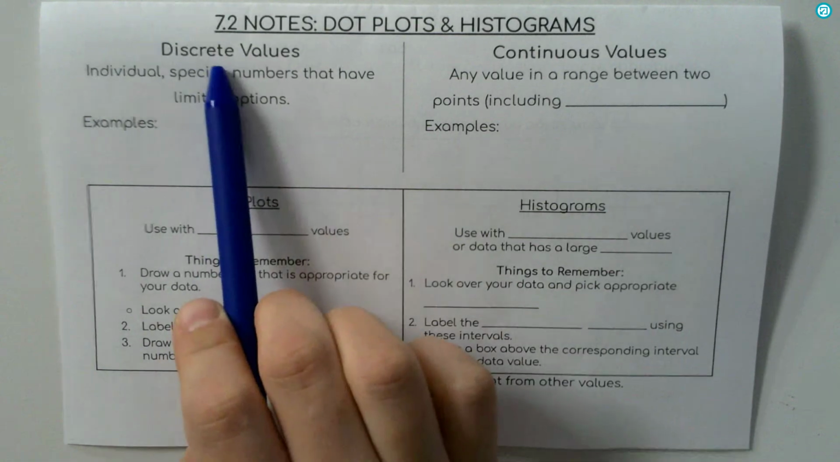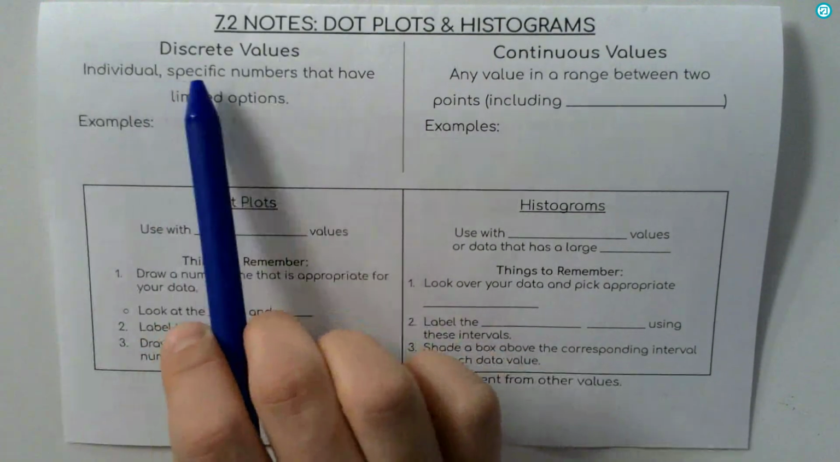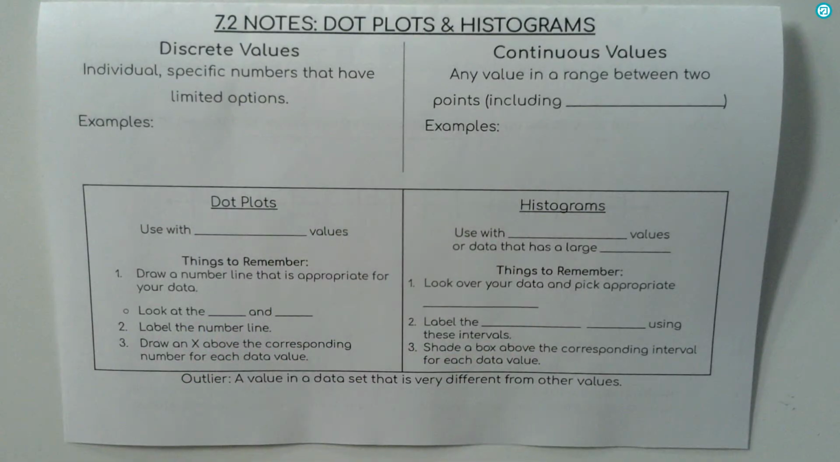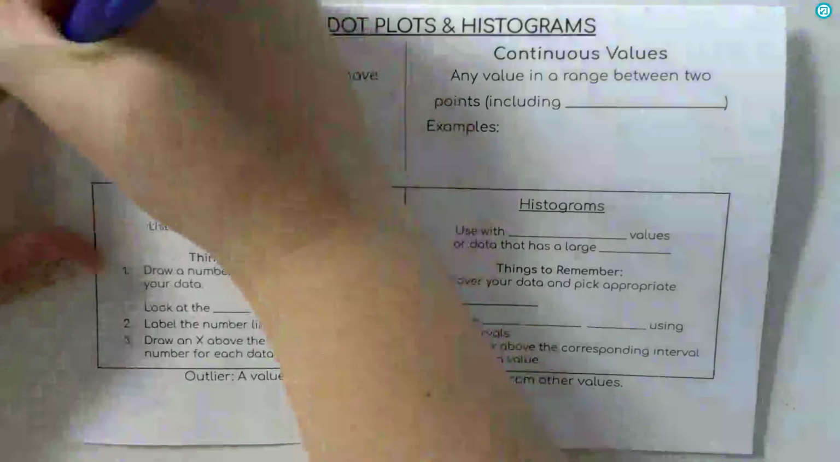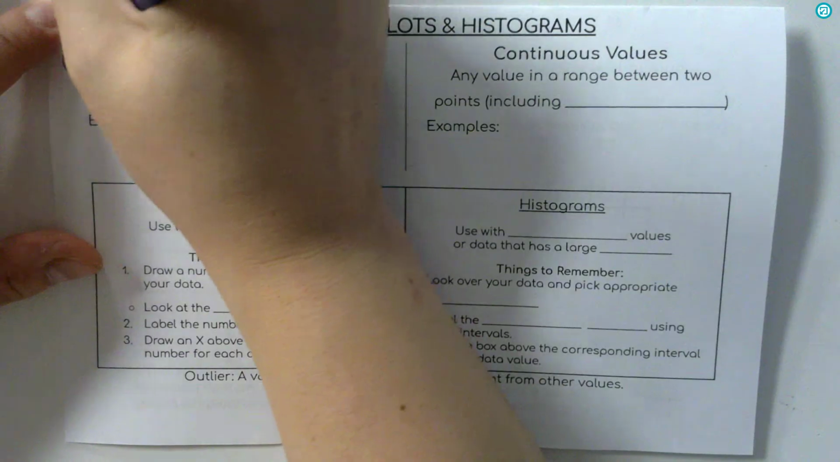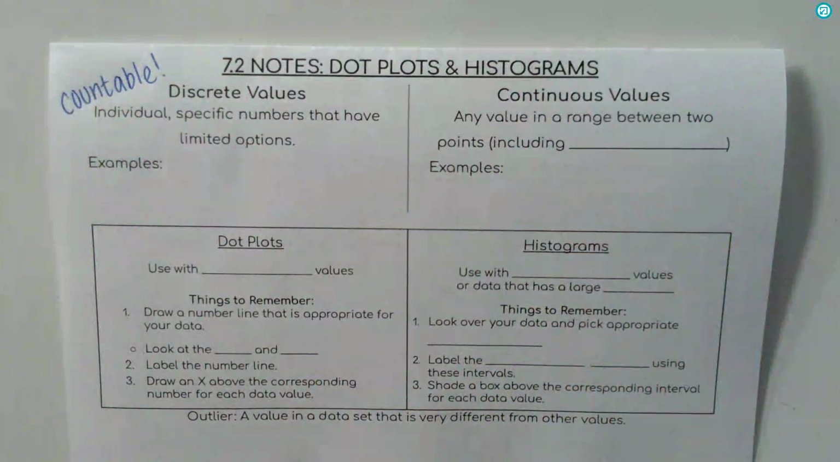We will do discrete values. So a discrete value is an individual specific number that has limited options. The key to being discrete is that you are going to be countable. So I would add that in. That's the easiest way to remember if a value is discrete.